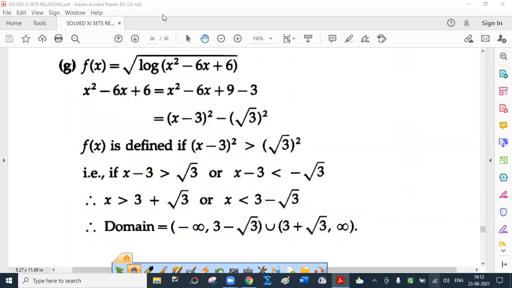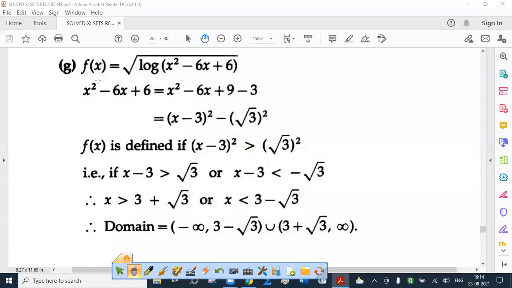Now this one. G part, f of x is root of log of x square minus 6x plus 6. Now what are the factors of x square minus 6x plus 6? See, this is interesting. Basically rearrange the terms. So x square minus 6x plus 9 minus 3. Why? Because for these three, I can say square of x minus 3. Now 3 is square of root 3.